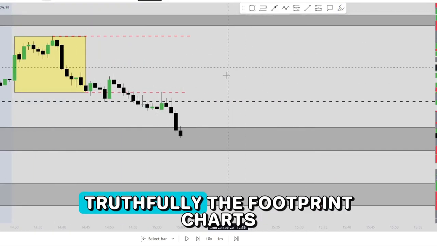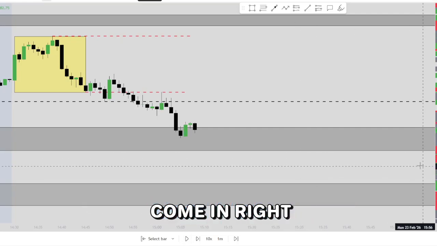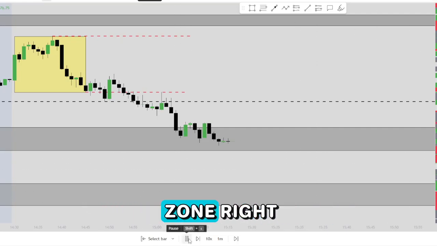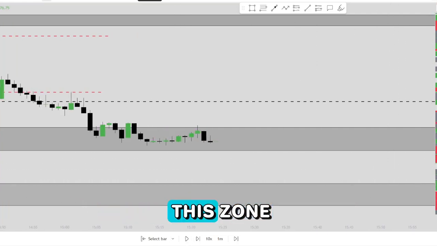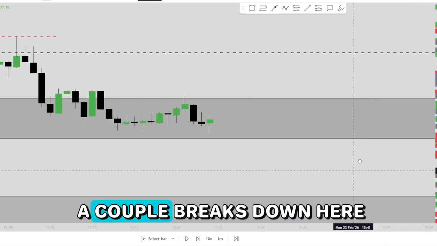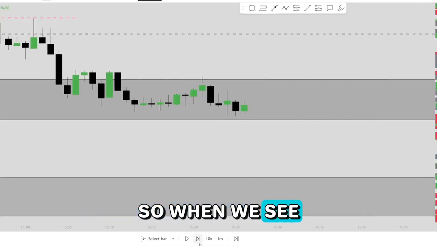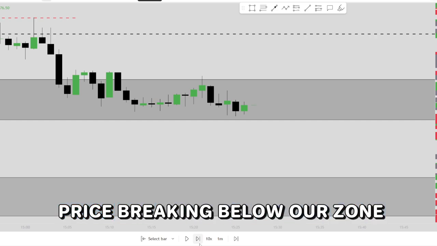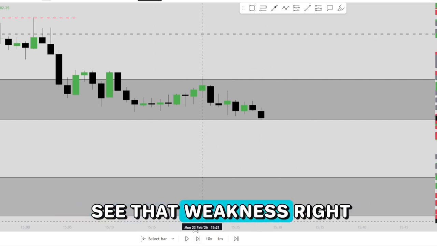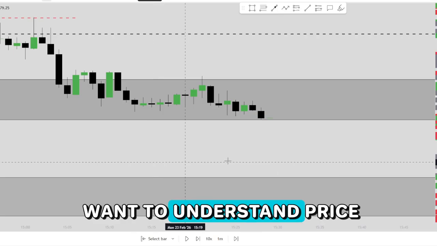And this is where, truthfully, the footprint charts come in, because we had quite a range at this zone. We barely broke above this zone. We started to have a couple of breaks down here. So this is what we're now looking for. When we see price breaking below our zone, or we start to see that weakness, this is where we want to understand price action.